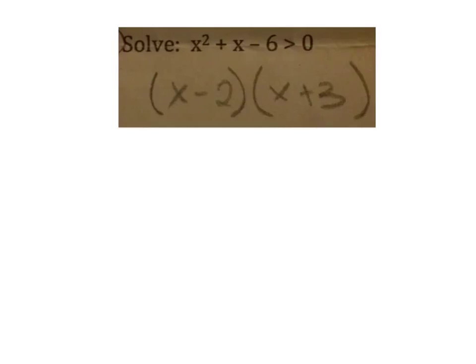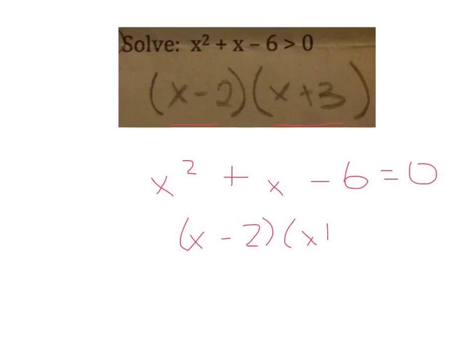Alright, Cheyenne, so it looks like this one said x squared plus x minus 6 is greater than 0. And you started to solve it by factoring out an x minus 2 times an x plus 3. And so if this were an equation, if it were x squared plus x minus 6 equals 0, then that would be perfect because we could just factor out an x minus 2 times an x plus 3 equals 0.